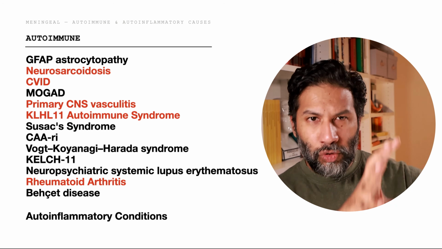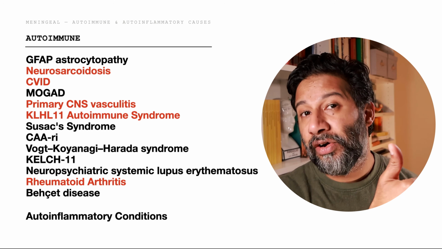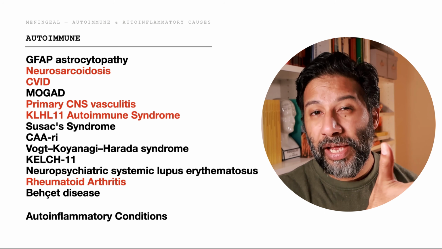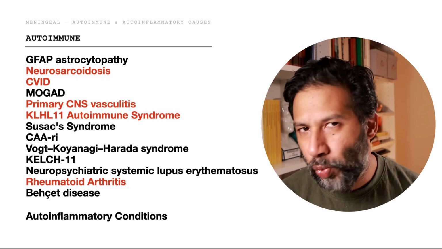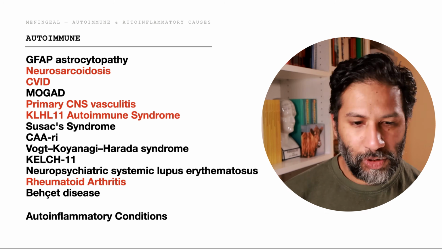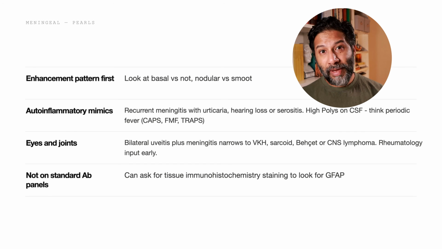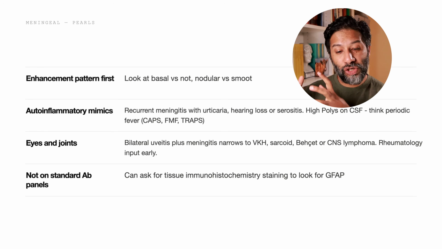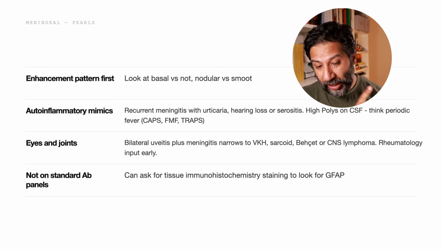So I think autoimmune causes, and then autoinflammatory if I specifically see recurrent episodes, systemic inflammation, and an elevated poly count in their CSF. Obviously, I would treat them and work them up for infection initially, but if it's happening again and again, I think autoinflammatory. So what do we think about? Look at the contrast enhancement first. Look at if it's a basilar meningitis or not. Look if it's nodular or smooth. Look for autoinflammatory conditions as well.